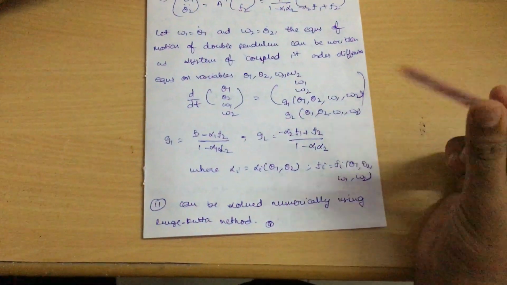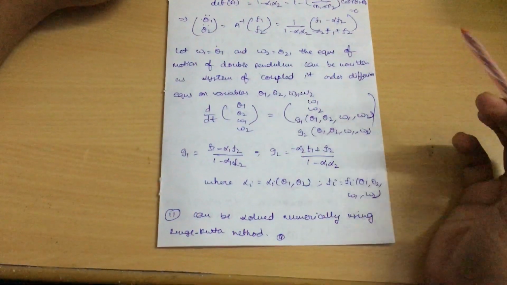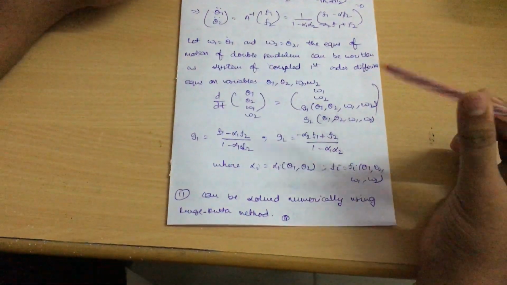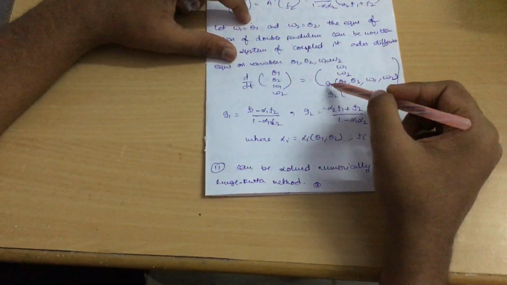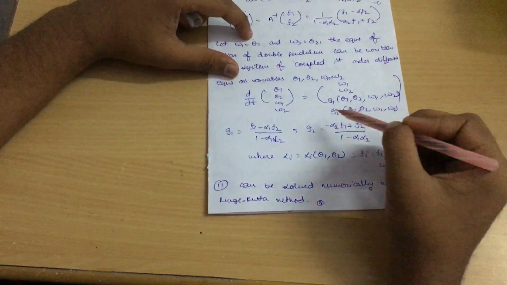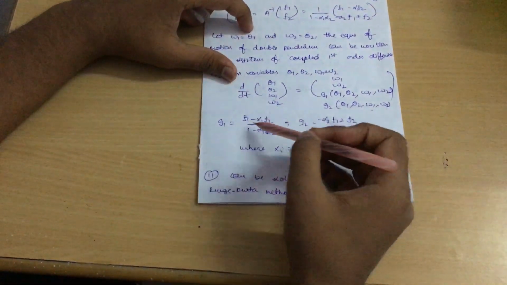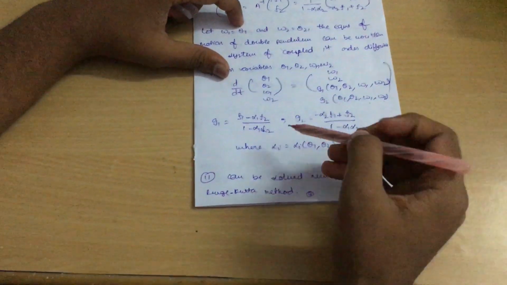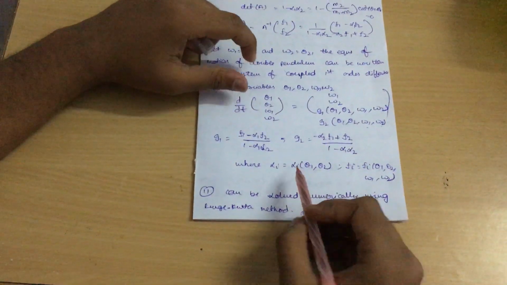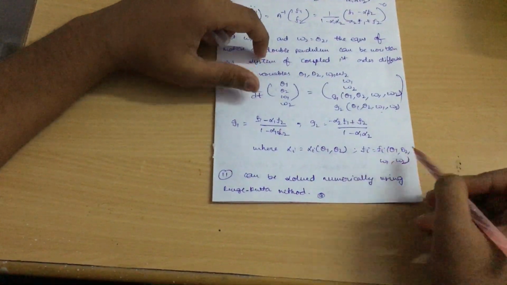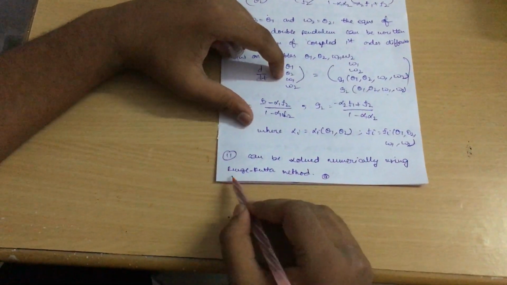Let theta 1 dot be equal to omega 1, theta 2 dot be equal to omega 2. The equations of motion of the double pendulum can be written as a system of coupled first order differential equations in the variables theta 1, theta 2, omega 1, omega 2, where d by dt of theta 1, theta 2, omega 1, omega 2 is equal to omega 1, omega 2, g1 of theta 1, theta 2, omega 1, omega 2, g2 of theta 1, theta 2, omega 1, omega 2, where g1 is equal to (f1 minus alpha 1 f2) by (1 minus alpha 1 alpha 2), g2 is equal to (minus alpha 2 f1 plus f2) by (1 minus alpha 1 alpha 2), where alpha i is equal to alpha i of theta 1, theta 2 and fi is equal to fi of theta 1, theta 2, omega 1, omega 2. This equation can be solved numerically using the Runge-Kutta method.